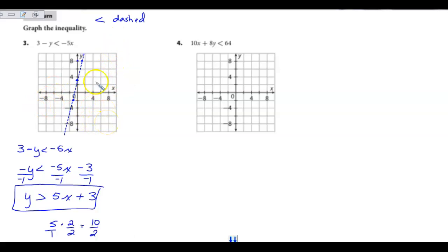Okay, so I'm going to use the point 0, 0, and this is my most common one I like to use because it's the easiest one to use. So I'm going to replace my y with 0, and I'm going to replace my x with 0. So 3 minus 0 is 3, and negative 5 times 0 is 0. Is positive 3 less than 0? No, it is not. This is a false statement, which means that the origin is not a solution. So that means that I am going to be shading above the line, or in this case, to the left of the line.